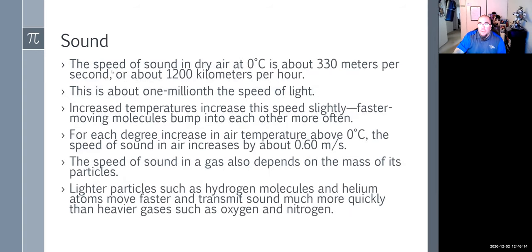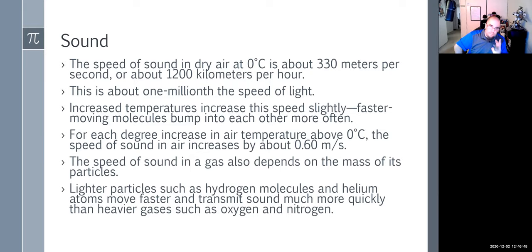So the speed of sound in dry air at 0 degrees Celsius is about 330 meters per second, or about 1200 kilometers per hour. That's about a millionth the speed of light, right? Increased temperatures increase the speed slightly. Faster moving molecules bump into each other more often. For each degree increase in air temperature above that, the speed of sound increases by about 0.6 meters per second. So a good way to think of this, at least the way I learned it in physics, is for every 10 degrees warmer the air is, the speed increases by about 6 meters per second. That just made more sense to me.